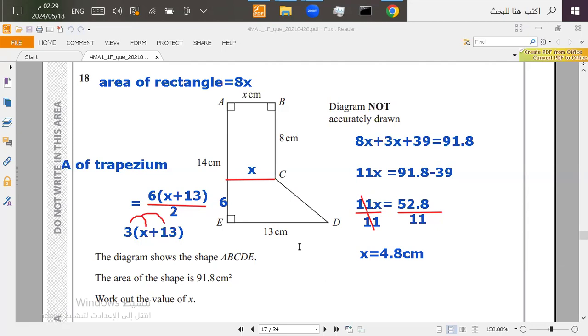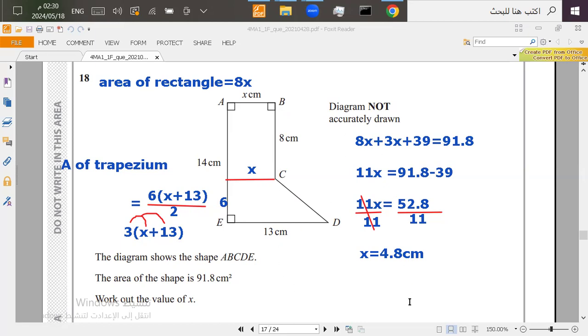Now, there are different methods. As I said, you can make this a triangle. You can do the same thing by making this a triangle. And the whole thing will be 14x, because the rectangle will be 14x, the area of the rectangle. And the triangle will be 13 minus x times 6. So 13 minus x, half base times height, 13 minus x times 3, which is half times 6, yes. And then you'll do the same thing.